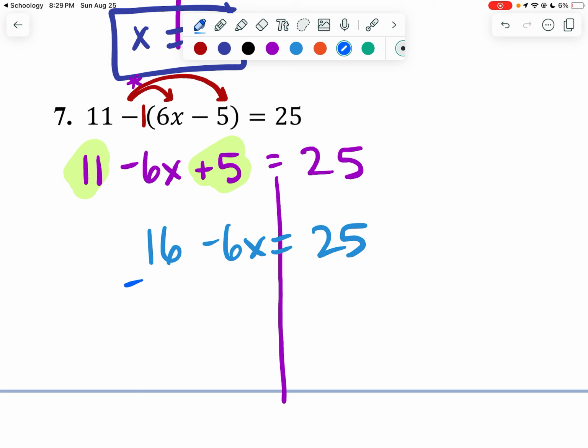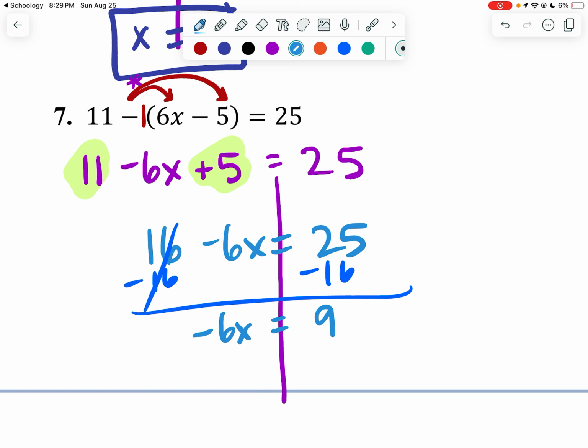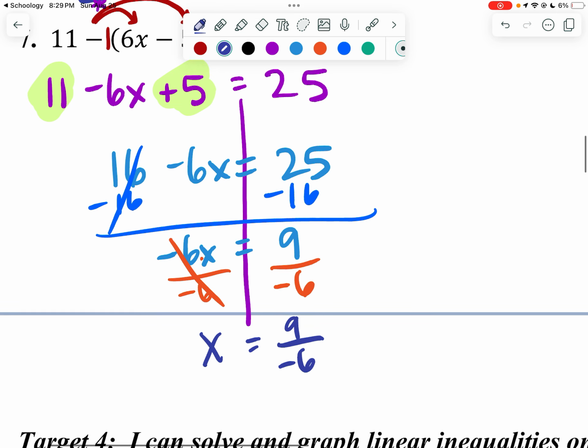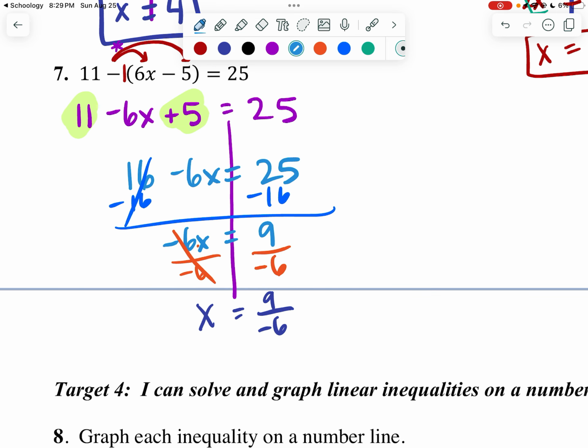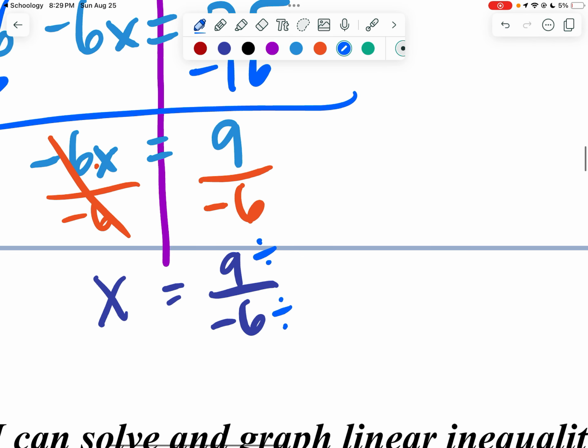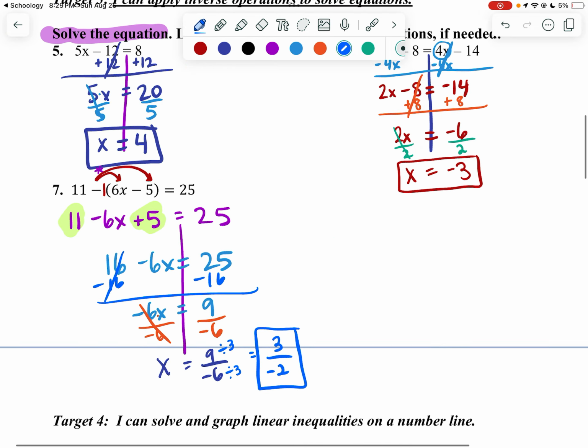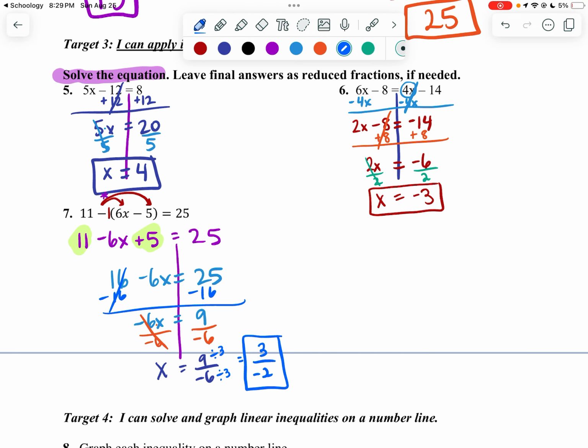Okay, now I want to get my numbers on one side, so I'm going to minus 16 because that's a positive. So I get minus 6x equals 9. Okay, now I can divide, because this means multiply, by negative 6, divide by whatever's there. So now I have 9 over negative 6. Okay, you could type that in your calculator, or you could reduce that. So remember your rules for reducing. If you can divide them both by a number, you can simplify it. I can divide these both by 3. So this is going to be 3 over negative 2. Okay, so those are just some reminders of your solving rules.